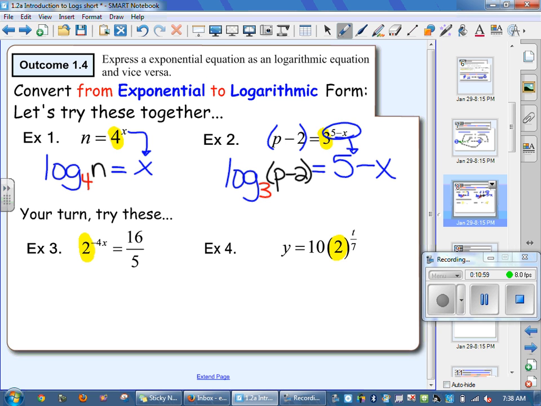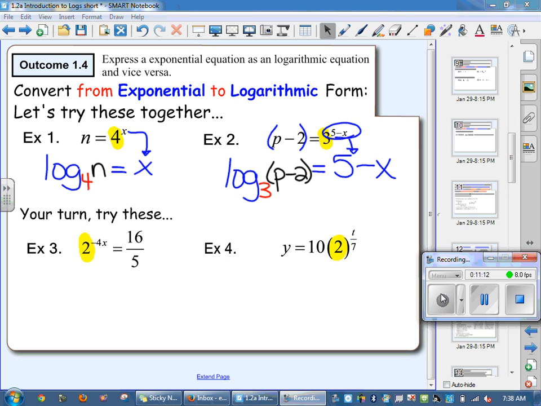All right, you try examples 3 and 4. Example 4 can be a bit tricky, so if you get stuck on that one, just wait for me and I'll help you out. All right, push pause now and push play when you're ready to move on. Okay, you got a couple minutes to look at that. Let's see how we go.